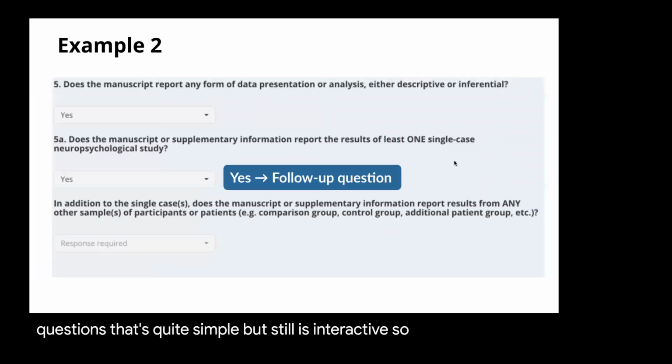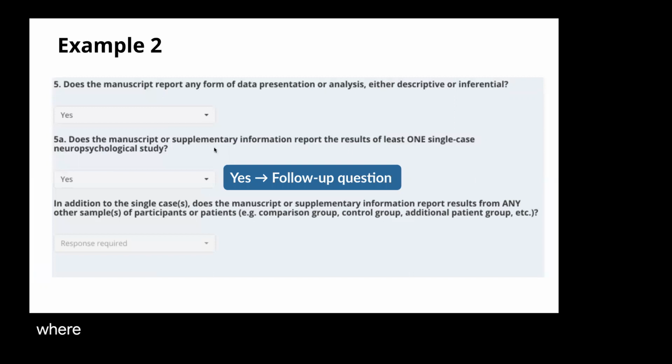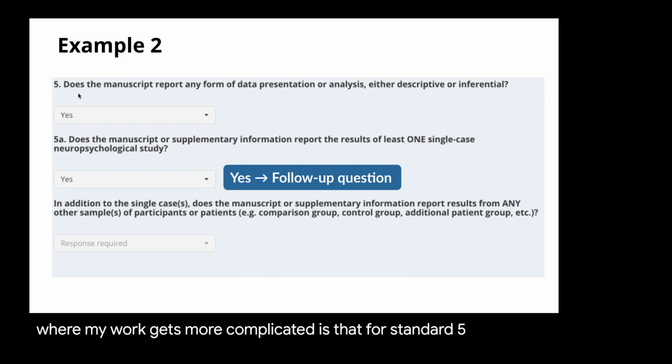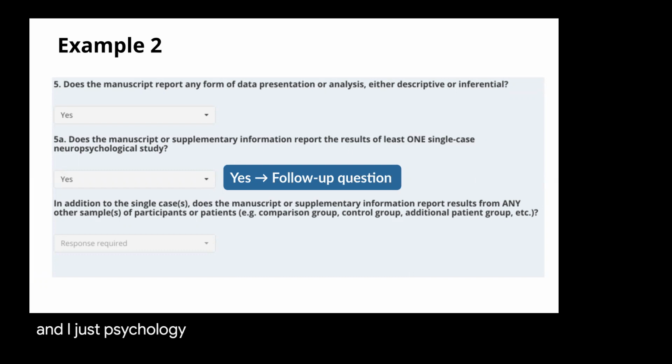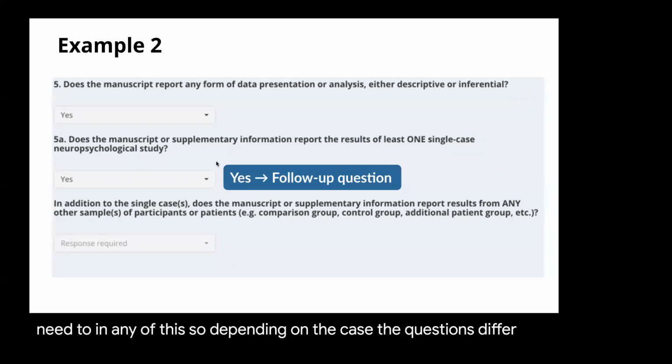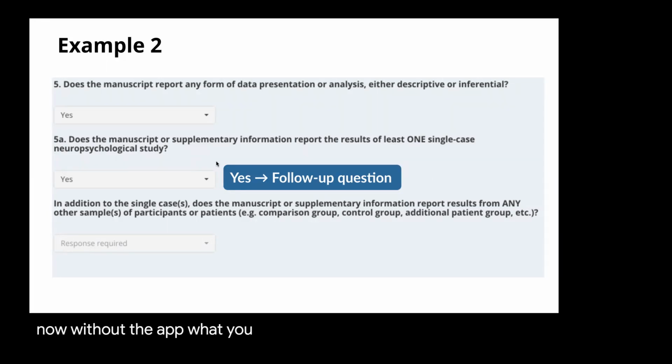Another example where it gets more complicated is that for standard 5, for design and analysis, there are a lot of things that don't apply to you. In a lot of cases, it's a psychological study, so we have specific questions. In other cases, though, it's a meta-analysis and we don't really need to explain any of this. So depending on the case, the questions differ. Now, without the app, you would probably have to skim through 3 or 4 pages of text to figure out what applies to you.